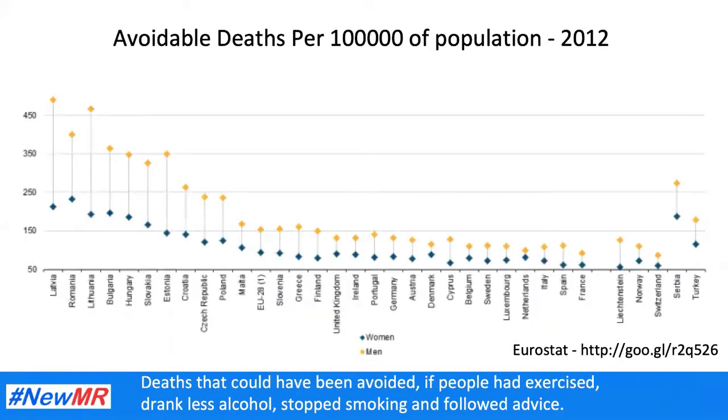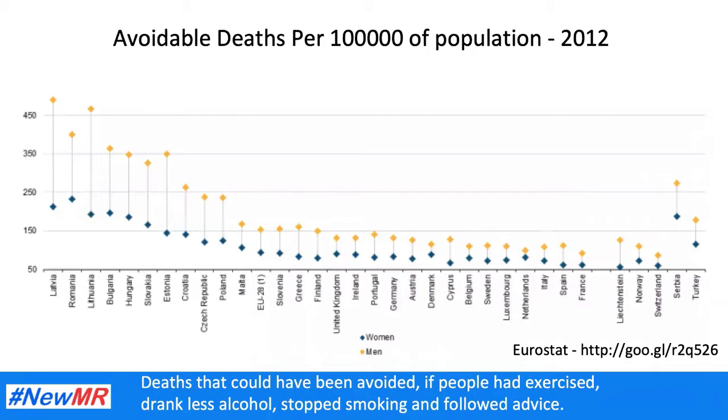Now, this is one of my favorite charts for looking at how we do analysis and how we find the story. This is more like finding the story than telling the story, this particular chart. And it's from Eurostat. And it's looking at deaths that could have been avoided if people had exercised, if they had drunk less alcohol, if they had stopped smoking, and if they'd followed other health advice. So that's what is meant by an avoidable death.